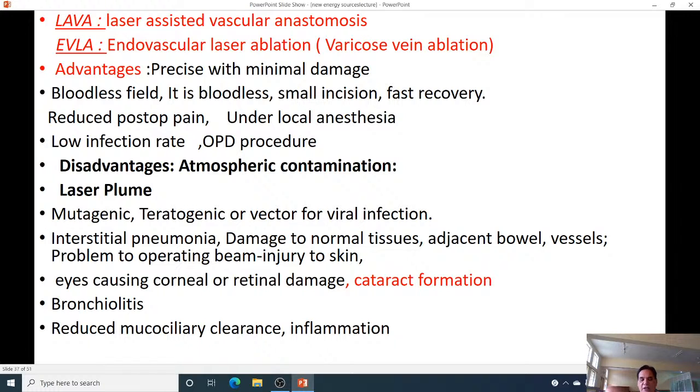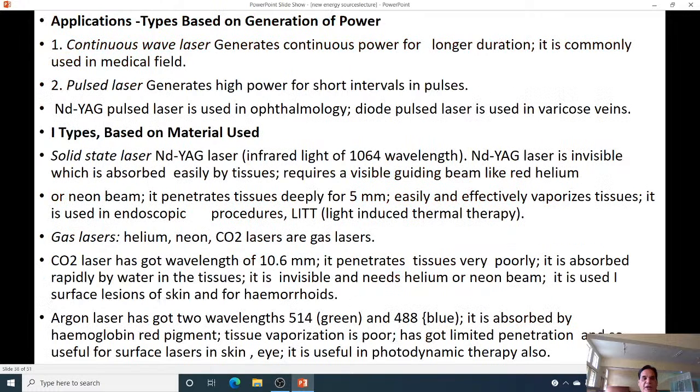There are certain disadvantages because laser is unnatural; there can be contamination. Laser plume is formed, and unfortunately, constant exposure to laser plume can lead to malignancy. It is not proven, but it is thought. More important, if it is directed near the eye, there is corneal or retinal damage, and cataract formation is more common. Bronchiolitis is there, and inflammation of the respiratory tract.